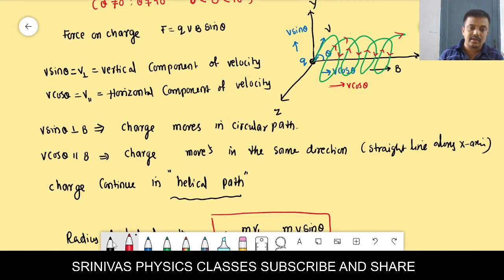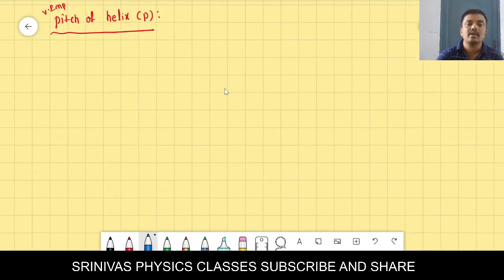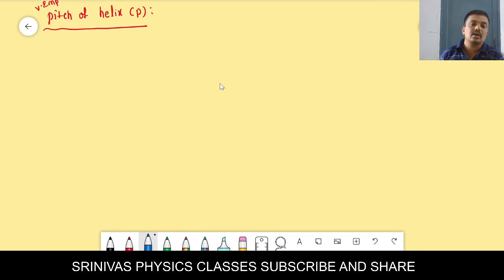I will write it in the diagram. The pitch of helix is the distance traveled. Before one rotation, the charge is here. After one rotation, the charge is here. It travels some distance in one rotation. That distance is called the pitch of helix. Next rotation, it is here. It is going along the x-axis, rotating and moving forward. How much distance the charge can move in one rotation or revolution is called the pitch of helix.